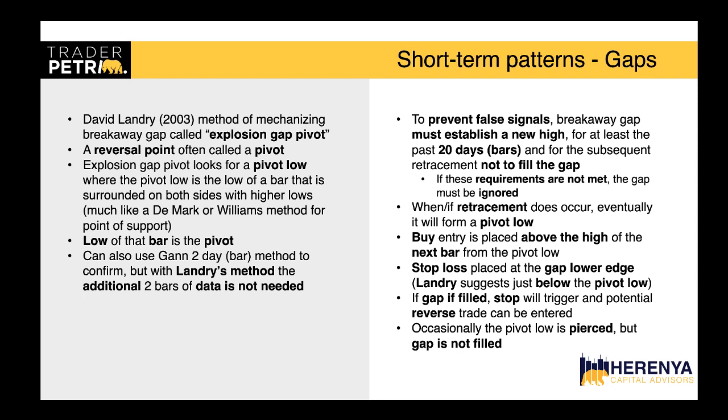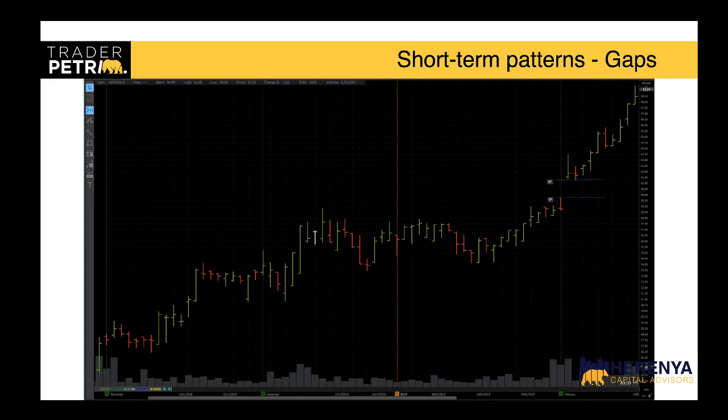Occasionally the pivot low is pierced, but the gap is not filled, so you might be stopped out unnecessarily, unless you look at different ways of saying if it breaches the pivot low during the bar, you won't close it unless you have a bar close below the pivot low, then you will close it. But if it touches or trades at any area at the gap fill line, then you would close the trade. Something to that effect. You'd have to mess around with it a little bit.